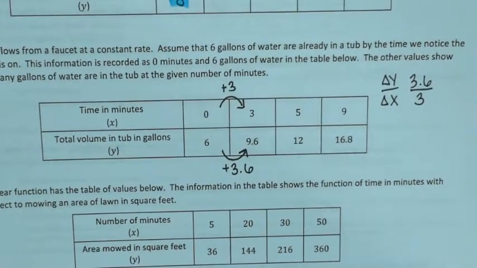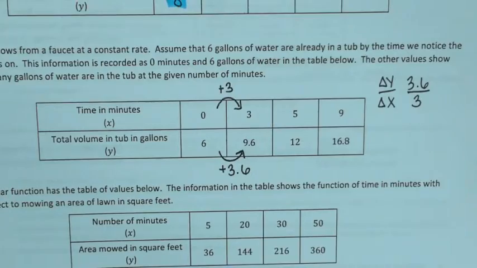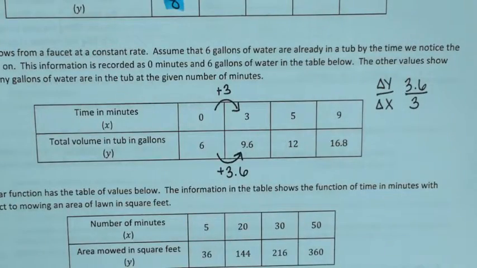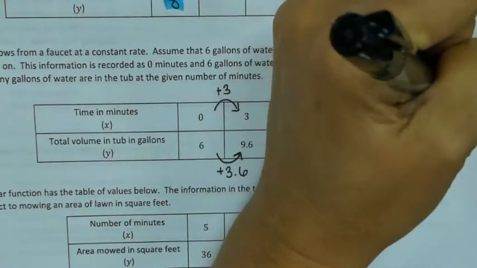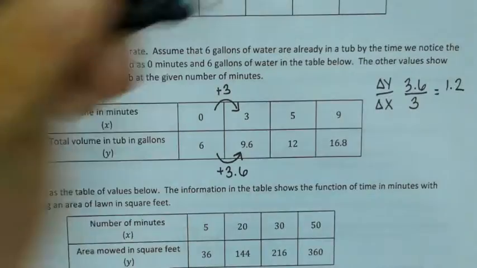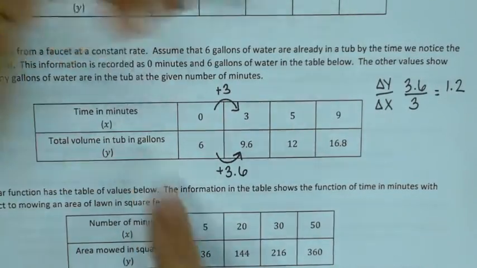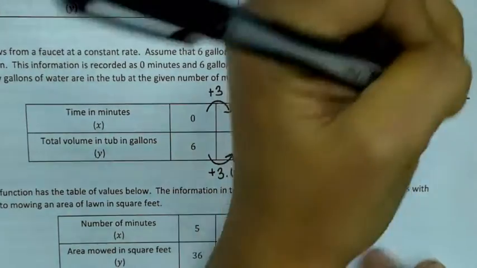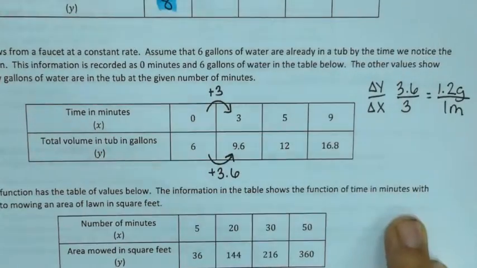Okay, so if I'm going to find that as the unit rate, what am I going to do? What do I do with 3.6 over 3? Divide it, and what do you get? So I'm going to divide it, and I get 1.2 what? 1.2 gallons for every what? 1 minute. Okay?